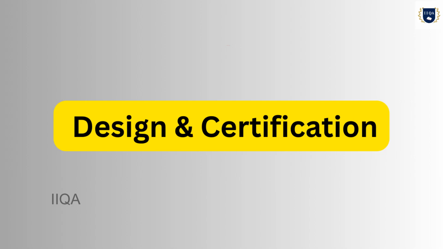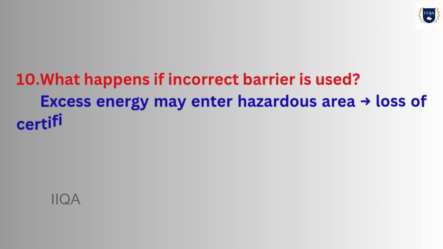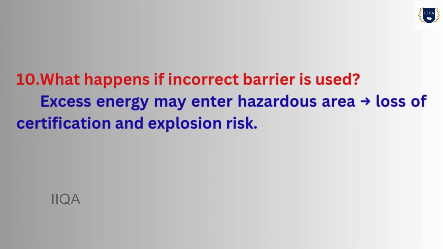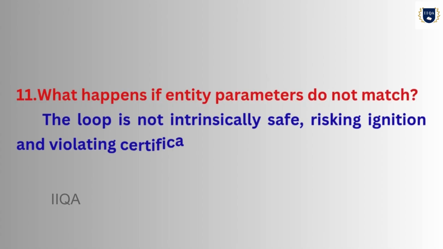Design and certification. What happens if incorrect barrier is used? Excess energy may enter hazardous area, loss of certification and explosion risk. What happens if entity parameters do not match? The loop is not intrinsically safe, risking ignition and violating certification.